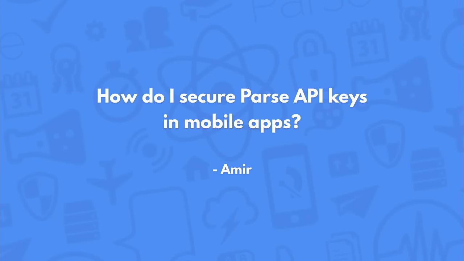So our first question, Fosco, is how do I secure Parse API keys in mobile apps? From Amir. Okay, well, Amir, Parse API keys are public information. It's your application ID and your client key, and those are intended to be public. Like with our JavaScript SDK, you'll have your app ID and your JavaScript key, and they'll be in the source code for the HTML or however you build your site, and people can get that information. It's important to know that those are public and you don't need to protect those.